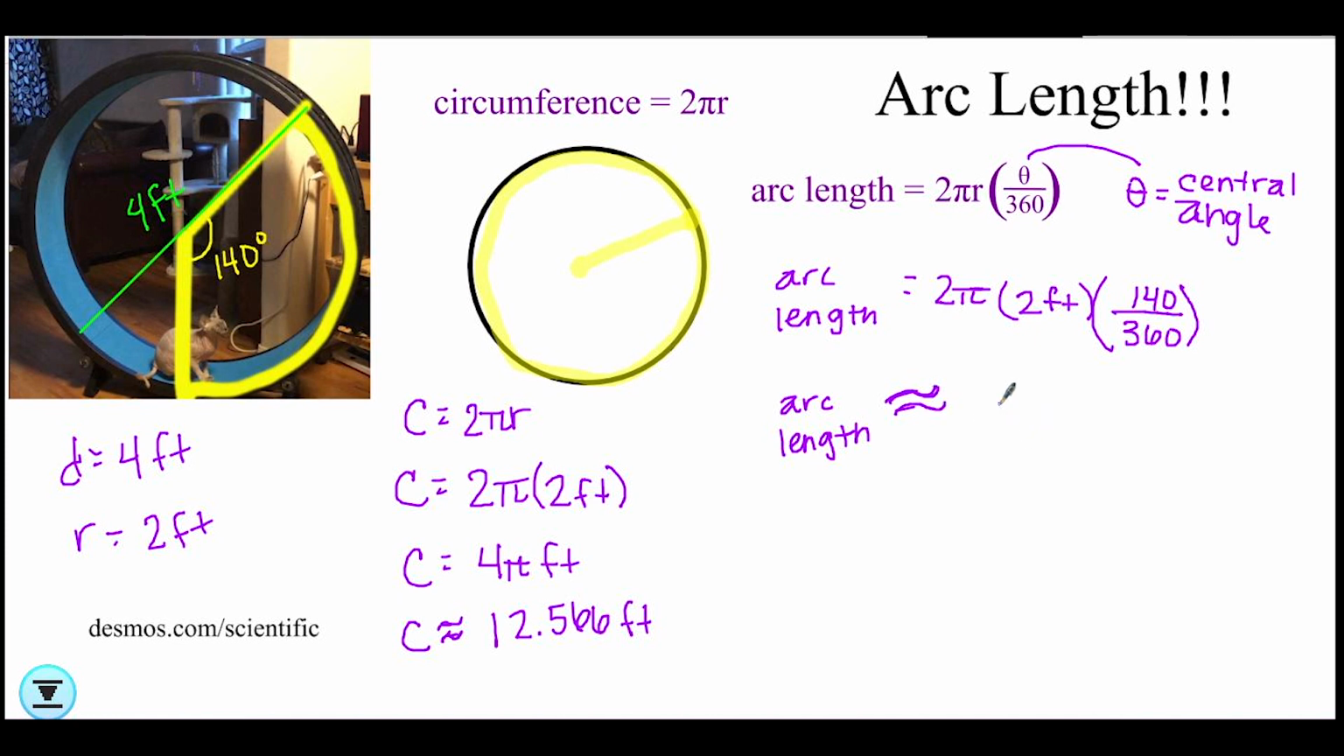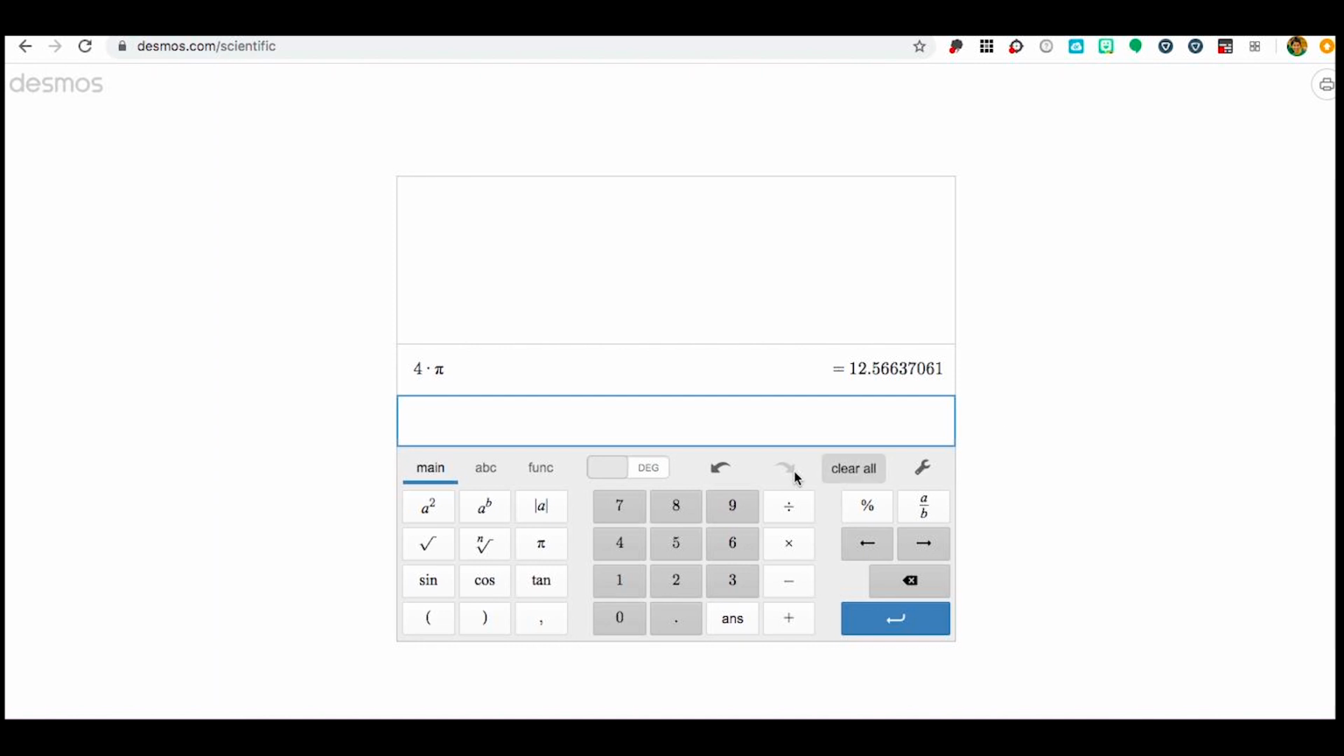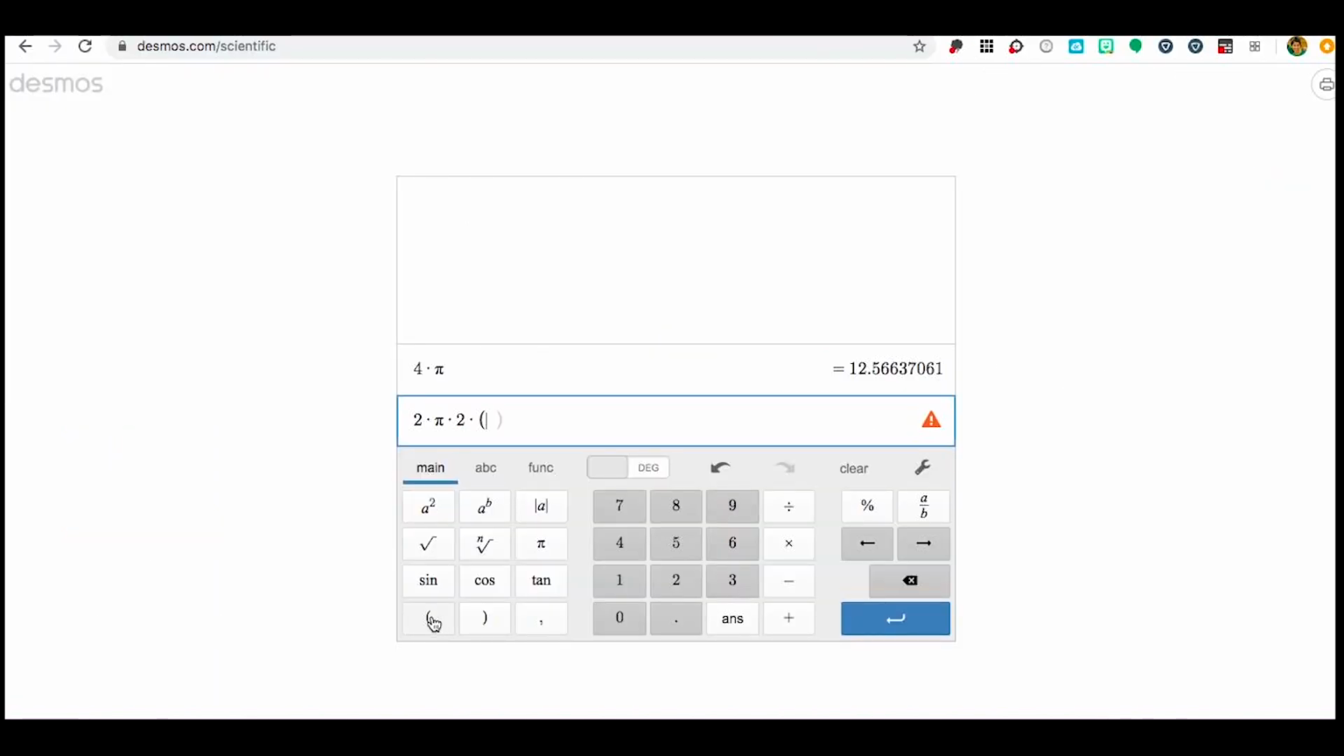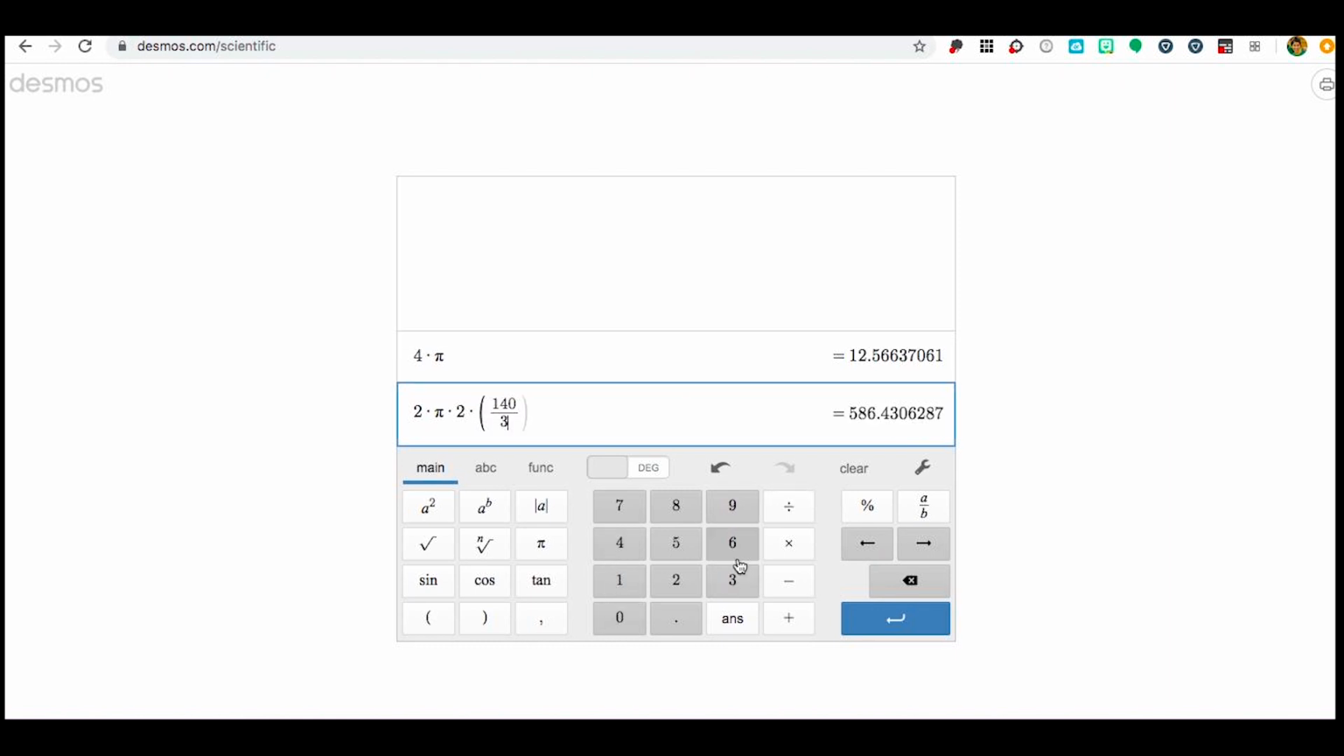So going over to Desmos, I'm going to say that I've got the 2 times the pi times the 2-foot radius times, and then remember we've got this fraction 140 out of 360. So I'm going to put parentheses in there, 140 divided by 360. Notice we've got all of that in together. The only thing missing is the feet.